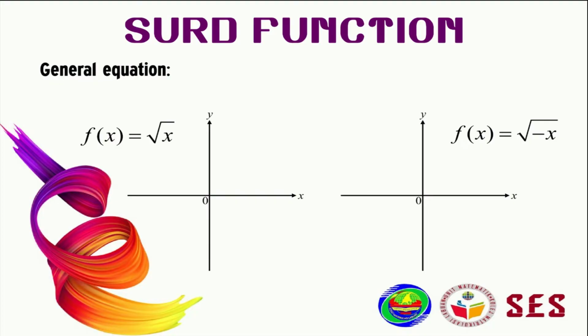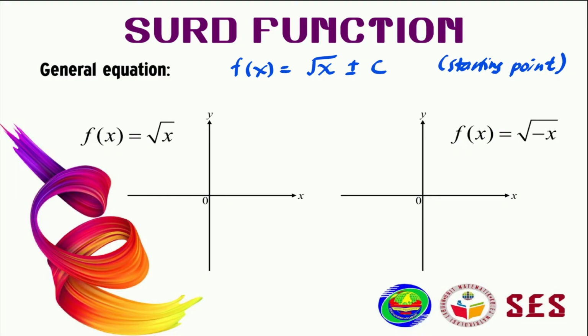So we will continue in our video to discuss how to sketch the surd function. The general equation for the surd function is f(x) equals the square root of x plus or minus a constant c. In a surd function, we need to look for the starting point, and this will be discussed throughout this video. Let us consider four basic shapes of the surd function.